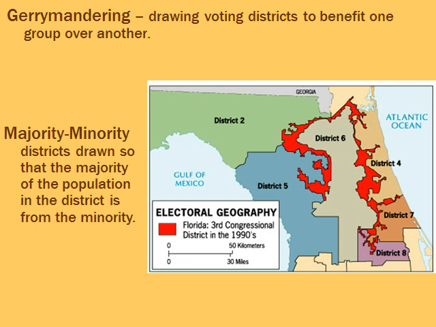And again, majority-minority kind of has to do with this, where districts are drawn so that the majority of the population consists of a minority population for the country or for the region, so that they have a majority and so can get a say-so in the voting.